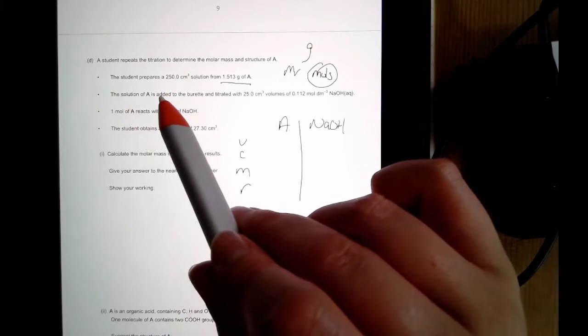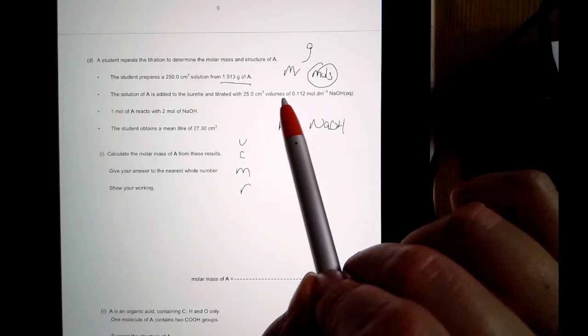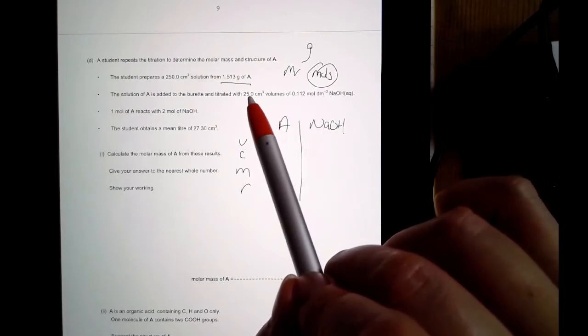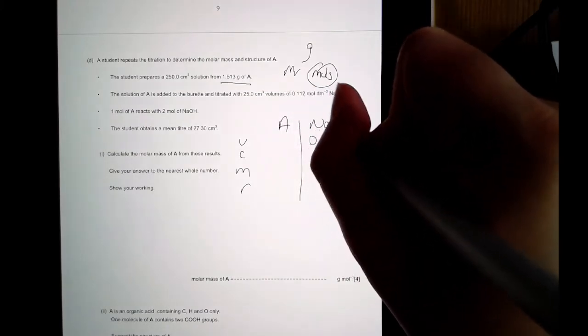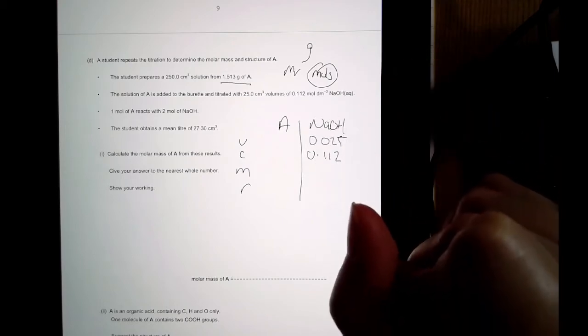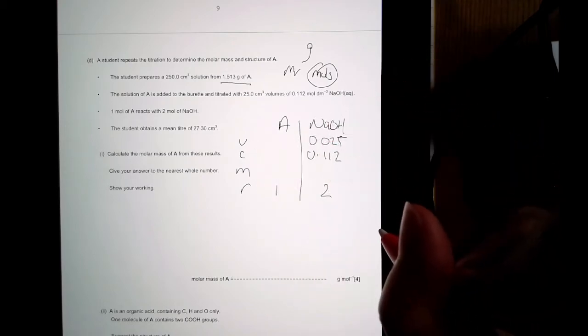So it says the solution of A is added to the burette and titrated with 25 centimeters cubed volumes of this concentration of NaOH. So that volume there refers to the NaOH, and I need to convert it into decimeters cubed. And the concentration also refers to NaOH. 1 mole of A reacts with 2 moles of NaOH, so there's my ratio.